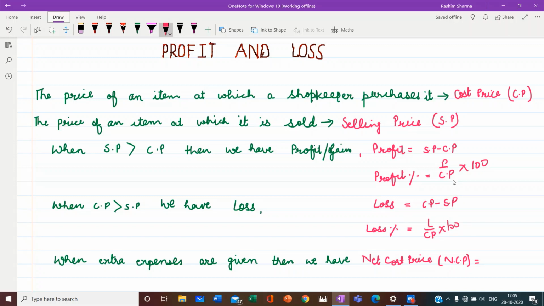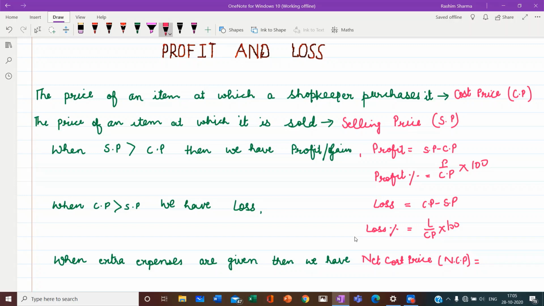Keep in mind, profit percent or loss percent, we calculate it on CP always. That is why we always write profit upon CP into 100 and loss upon CP into 100, because profit and loss is always calculated on CP.